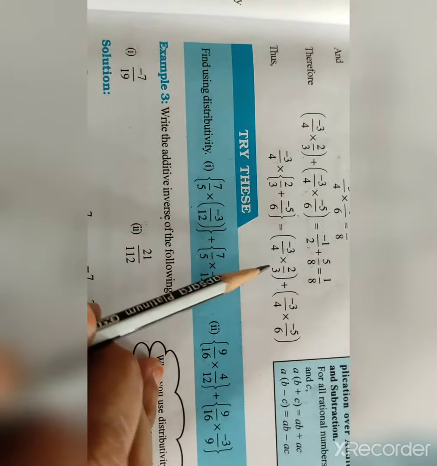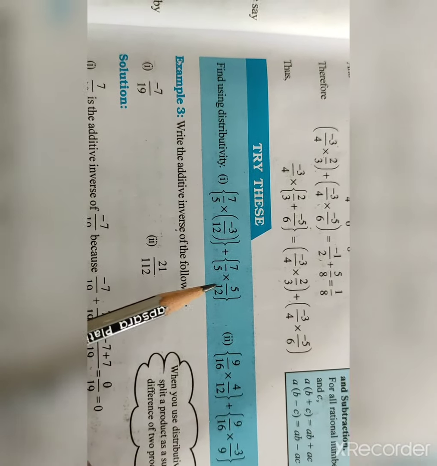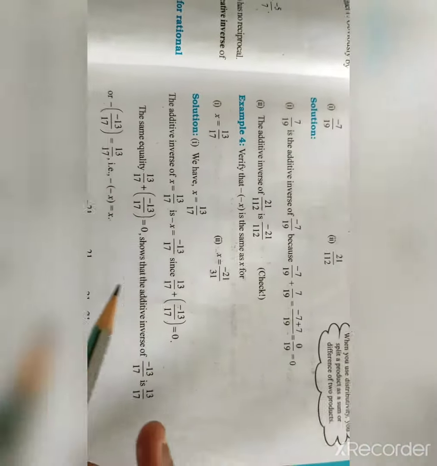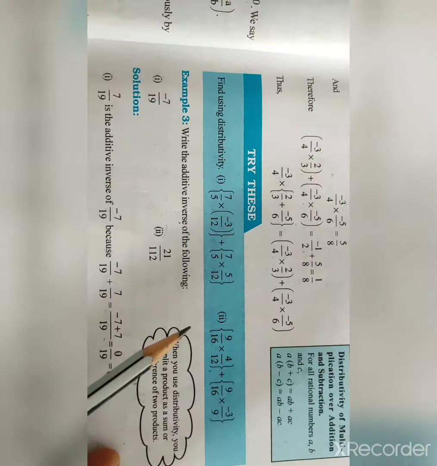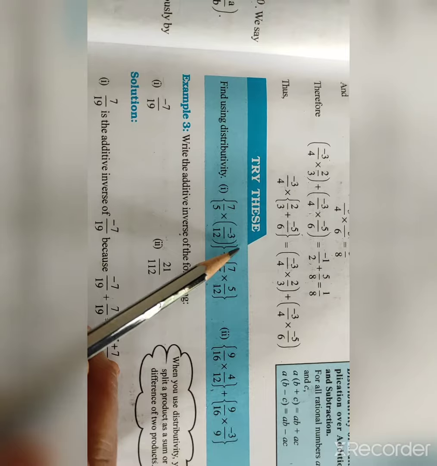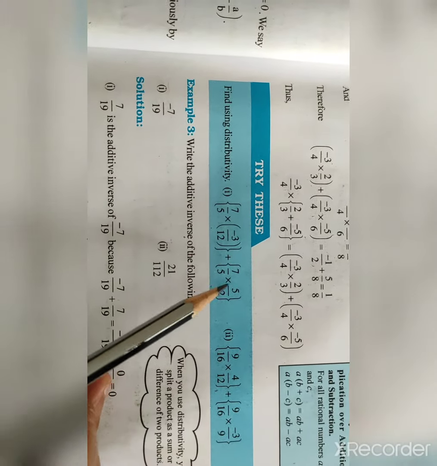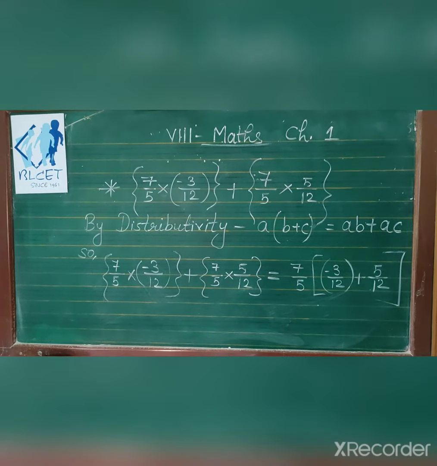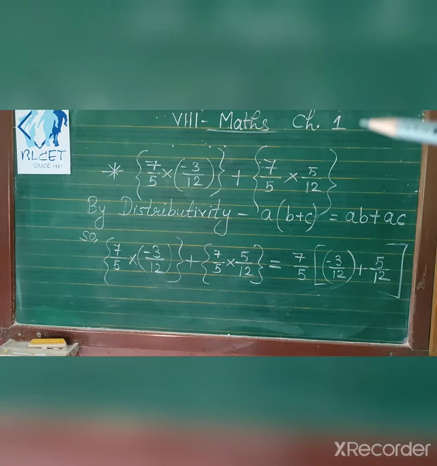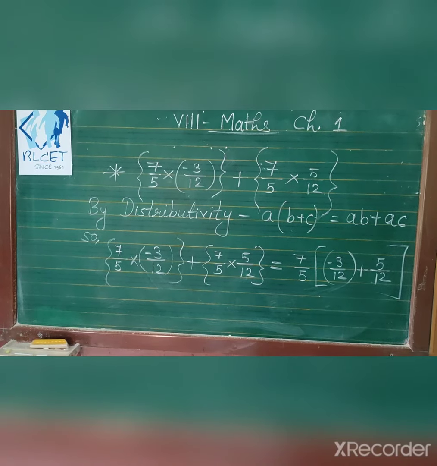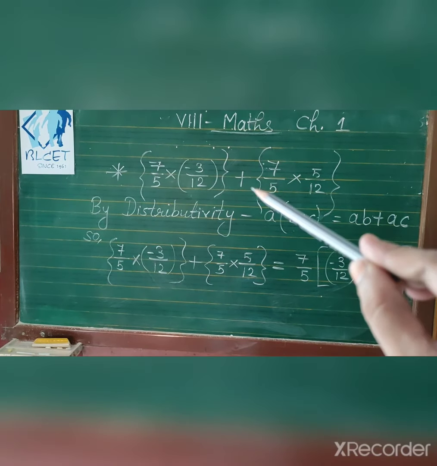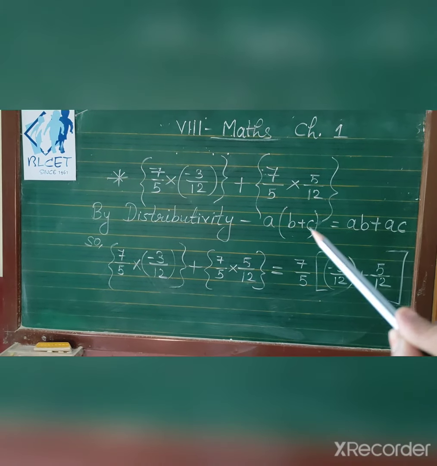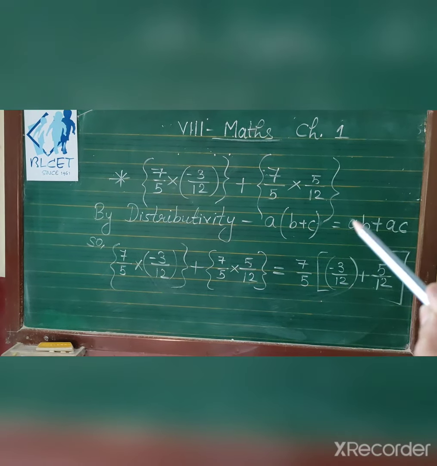Now see here, try this. I will solve this one for you and you will solve this one yourself. Illustration you will solve yourself. Okay. So 7 upon 5 into minus 3 upon 12 plus 7 upon 5 into 5 upon 12. Let us start. The question is 7 upon 5 into minus 3 upon 12 plus 7 upon 5 into 5 upon 12. By distributivity, you can see addition sign, so we are applying distributivity of multiplication over addition. So a in the bracket b plus c equal to ab plus ac.